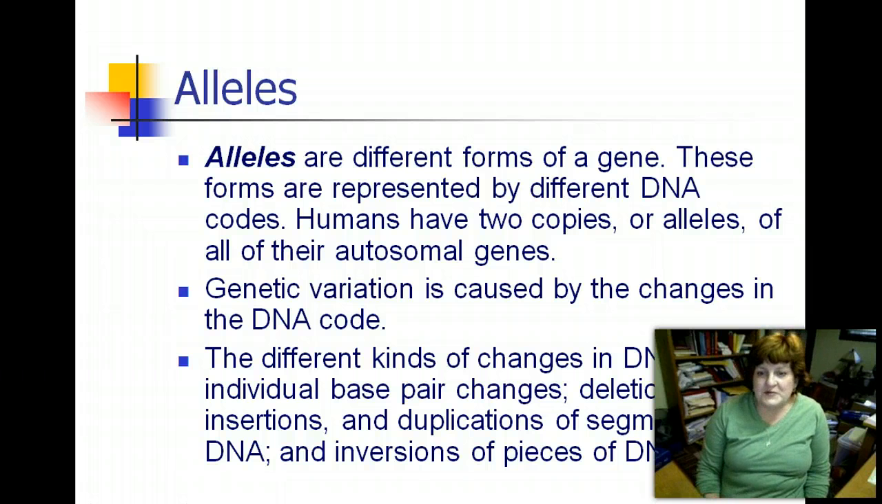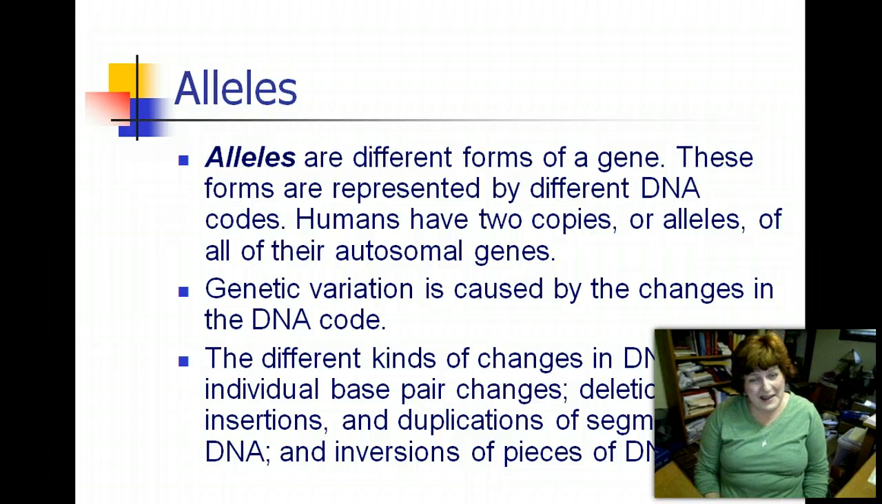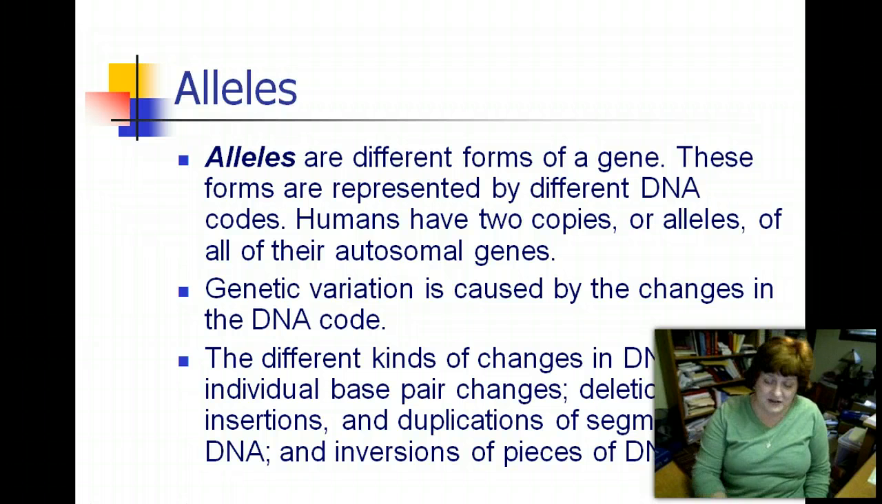The alleles are different forms of a gene, and they're represented by different DNA codes. Humans have 2 copies of alleles of all your autosomal genes, and you get one from your mother and one from your father. Variation can occur in the DNA code, and that's why we have genetic variations. That's why we don't look exactly like our parents. The different kinds of changes that can be harmful for an organism are deletions, insertions, and duplications, which occur in the lineup of the base codons, as we mentioned before. And there also can be inversions of pieces of DNA.